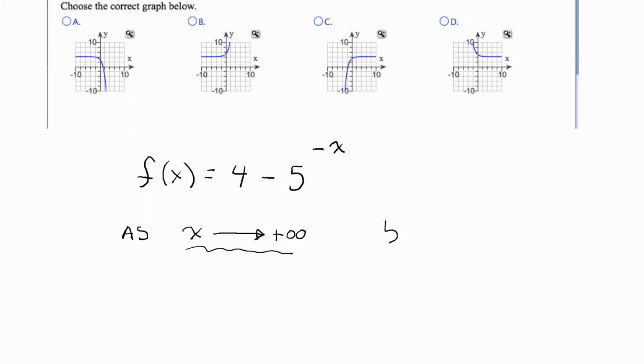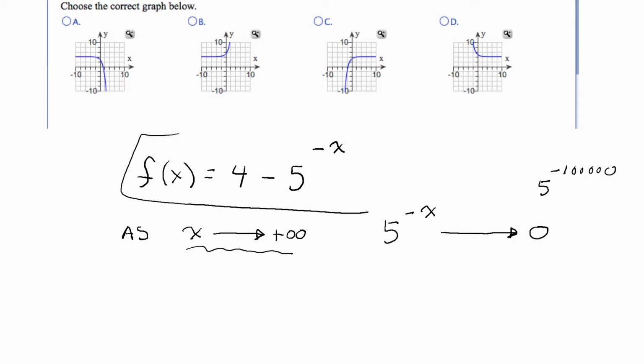What's happening? Well, if you look at 5 to the negative x, if x is extremely large, this is getting closer and closer to 0, right? For example, take a look. Let's take 5 to the negative 100,000. Right? That's 1 divided by 5 to the 100,000th. That's very close to 0. So this tells you that there's an asymptote. This function f of x has a horizontal asymptote of y is equal to 4.